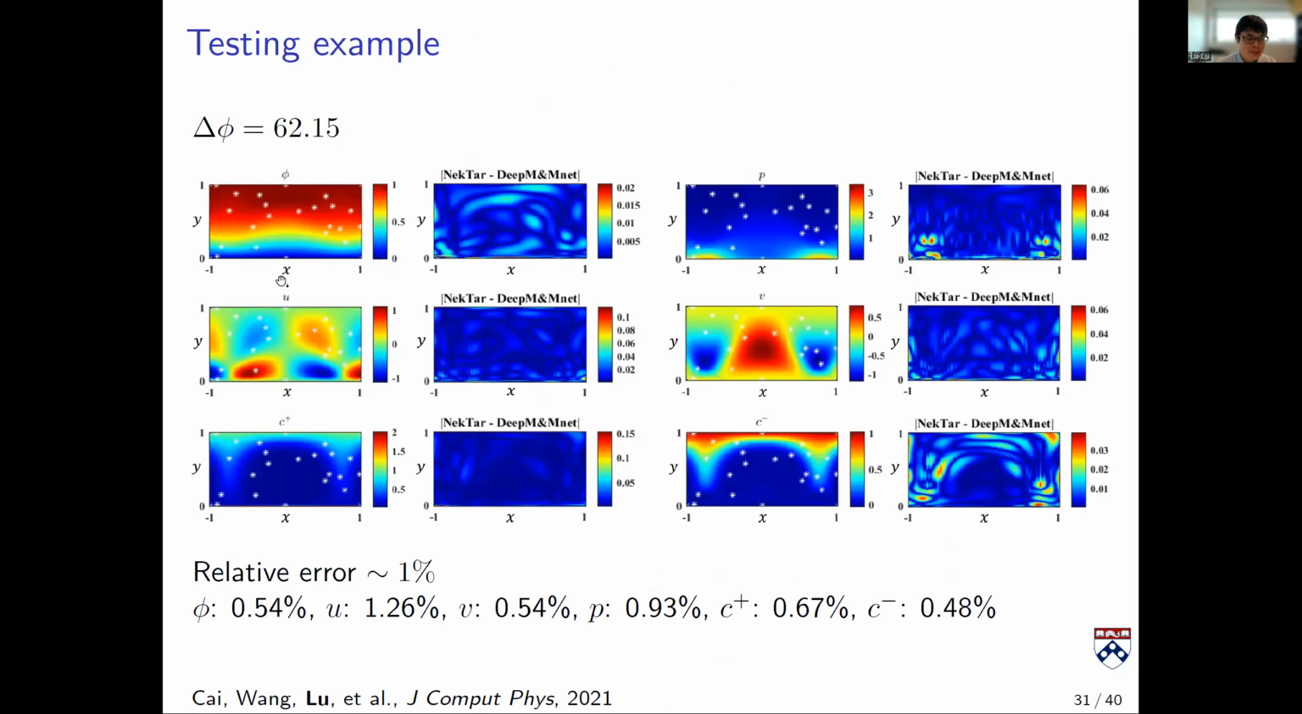So this is one prediction example. Let's assume we have measurements of different fields at these scattered locations. Then by doing the training, we can construct the entire field of the solution. It's almost 1% accurate error.